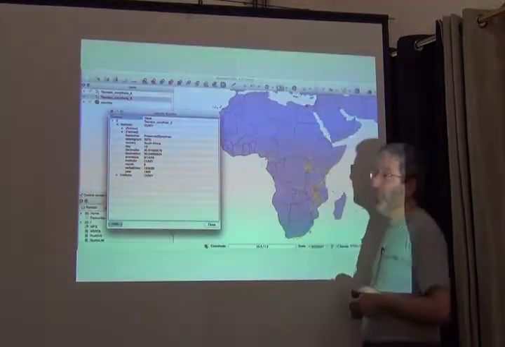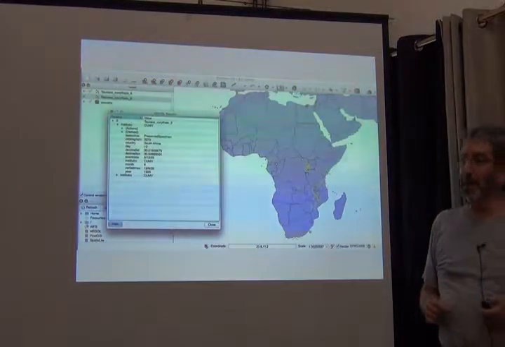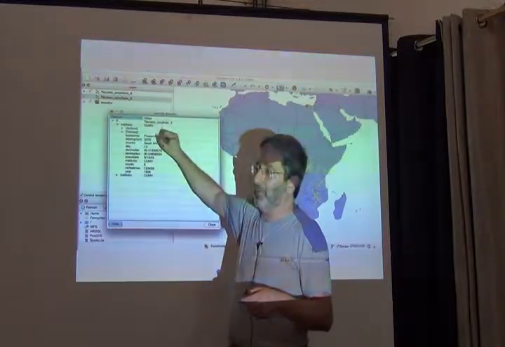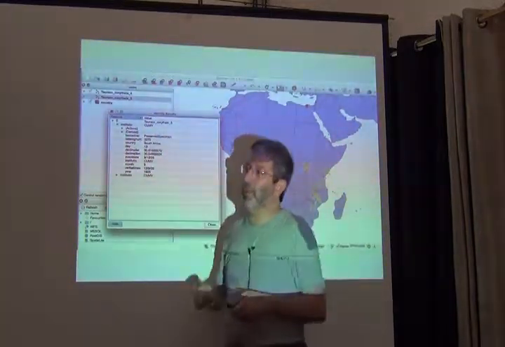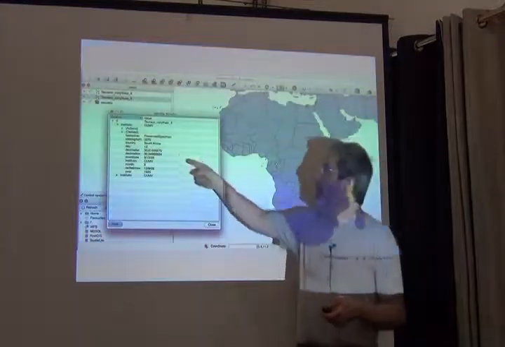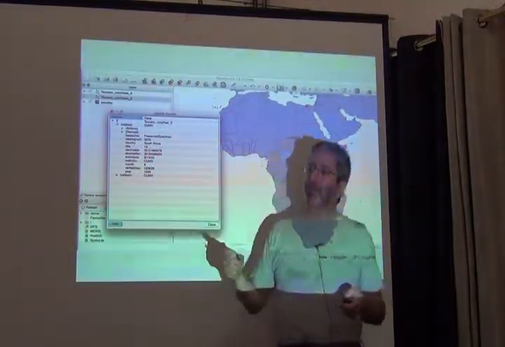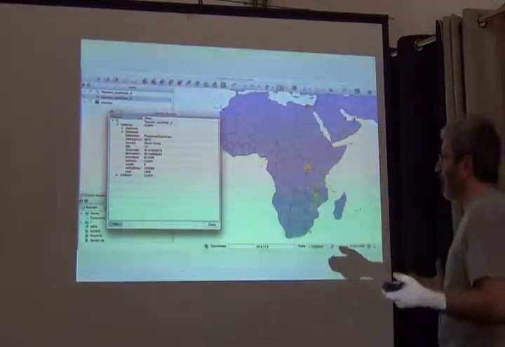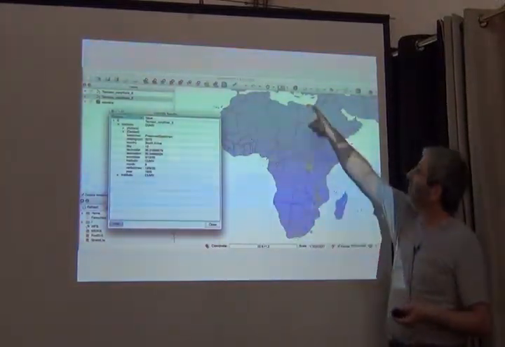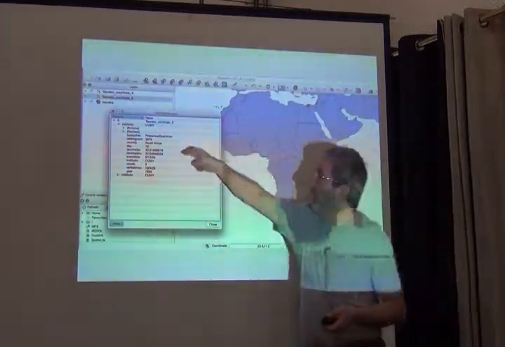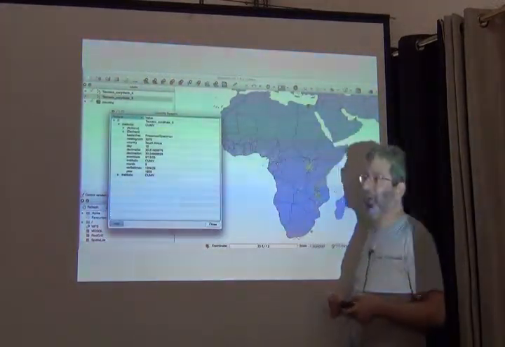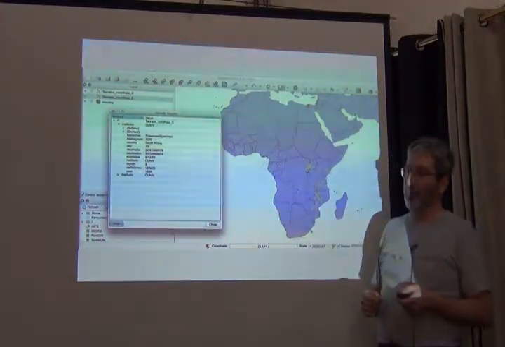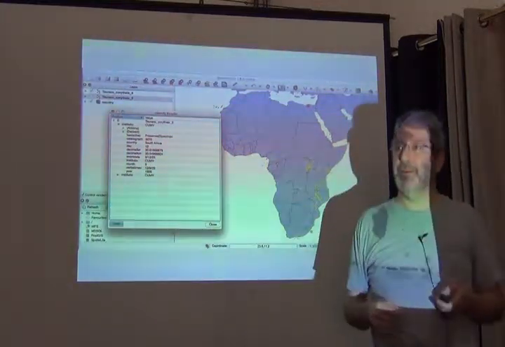So something's happening, okay? Remember, I've got textual locality information, and I've got a latitude-longitude coordinate. And what's happening is the latitude-longitude coordinate is telling me something different than the textual. And so that should signal to me a problem. In this case, even though the textual description in the record says South Africa, the point falls in Egypt. What do you think's happening?